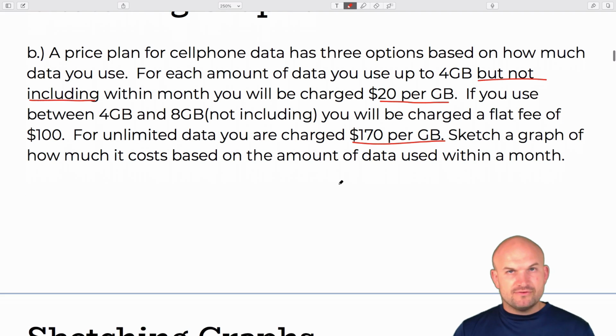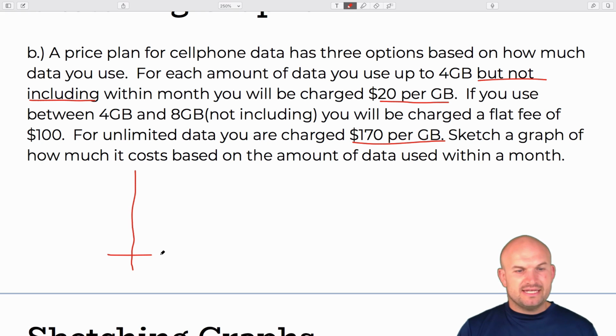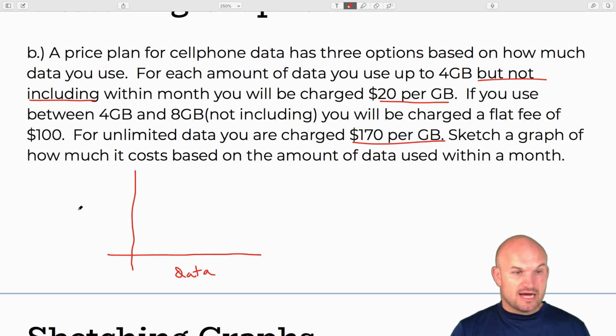So again, we're looking for this relationship, right? We have this input and this output. And we can see, well, what's going to be the independent variable? The independent variable is going to be how much data you use. And the output is going to be your cost. How much is it going to cost you to use so much data?